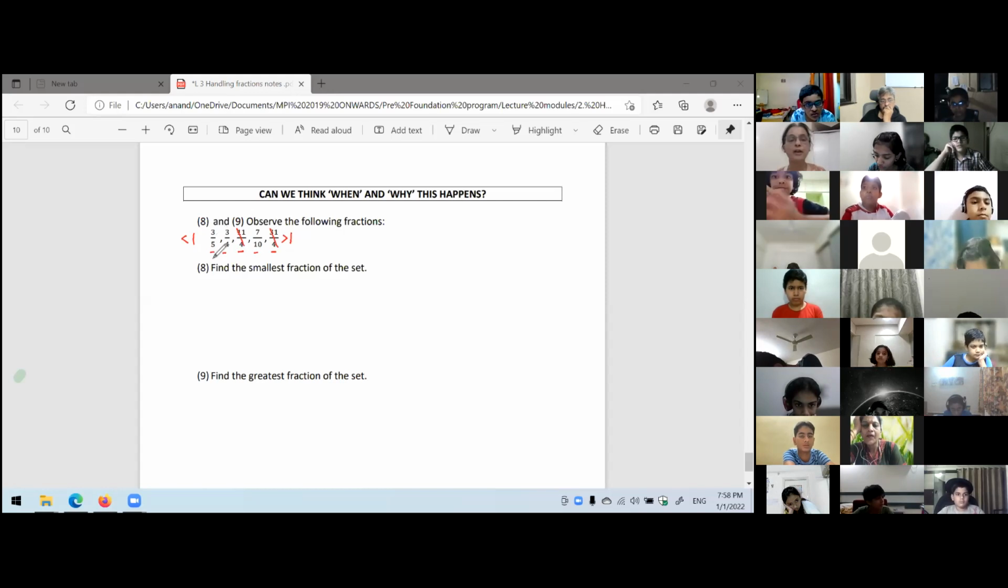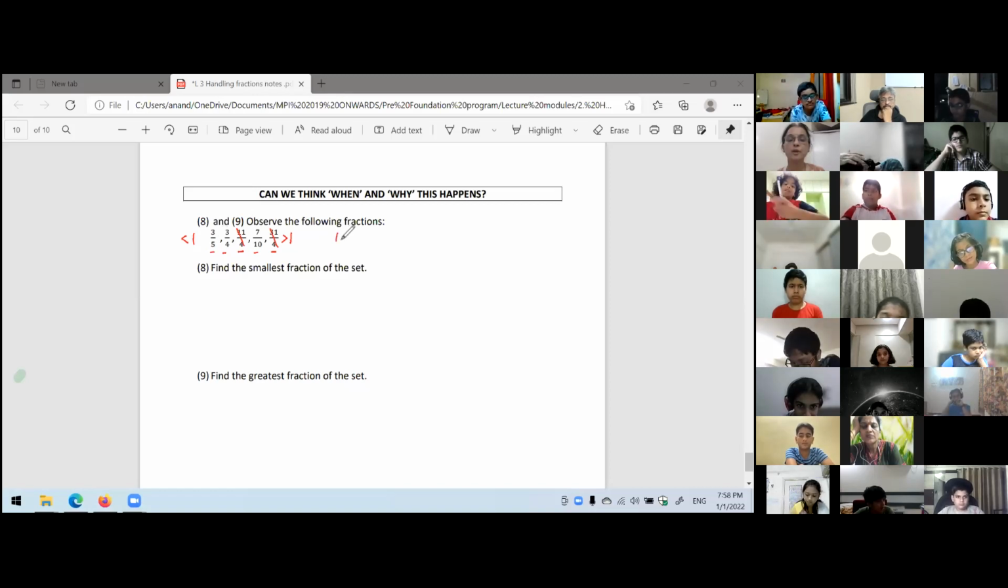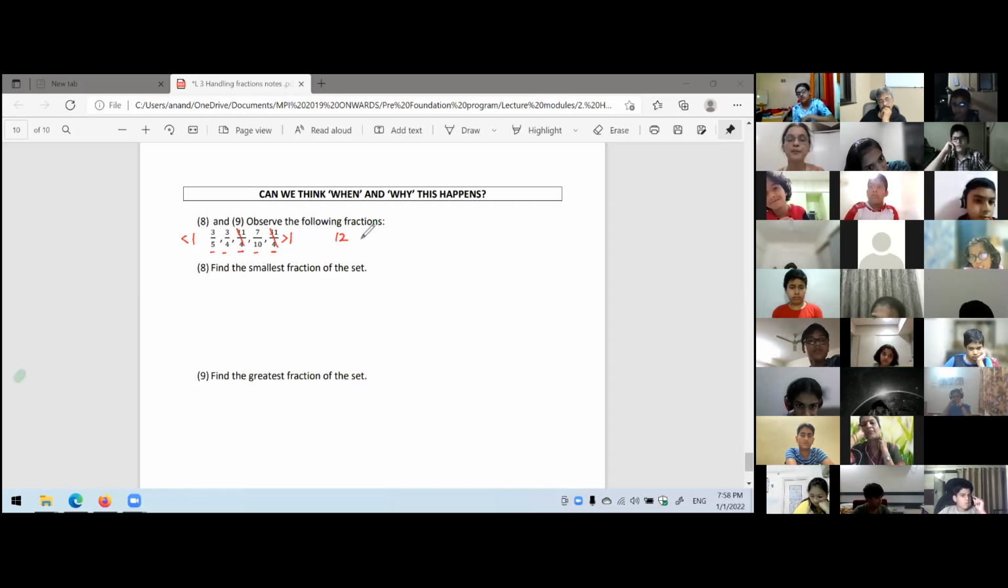Now I look at 3 upon 5, 3 upon 4 and 7 upon 10. I can make all these 3 fractions with equal denominator 20. 3 upon 5: 5 4s are 20, so 3 4s are 12. 3 upon 4: 4 5s are 20, so 3 5s are 15. And 7 upon 10: 10 2s are 20, so 7 2s are 14. So when I make their denominators 20, their numerators become 12, 15, 14.